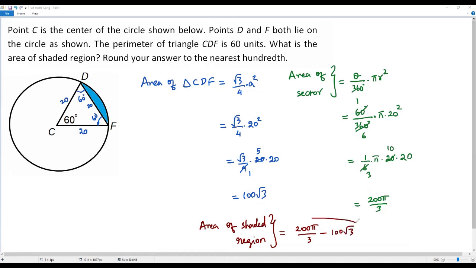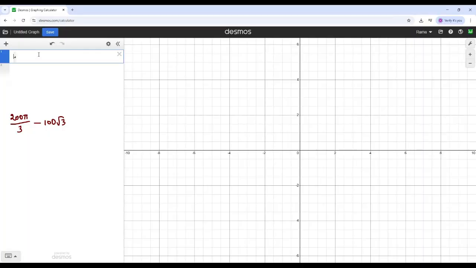Now let's evaluate the value of this expression using Desmos. Let me give this expression as input, that is 200 times pi divided by 3 minus 100 times square root of 3. Here I got the value of the expression, that is 36.2344, and it keeps going. According to the instruction, we have to round this value to the nearest hundredth. When I round this value to the nearest hundredth, I get 36.23. Therefore, the area of the shaded region is about 36.23 square units.